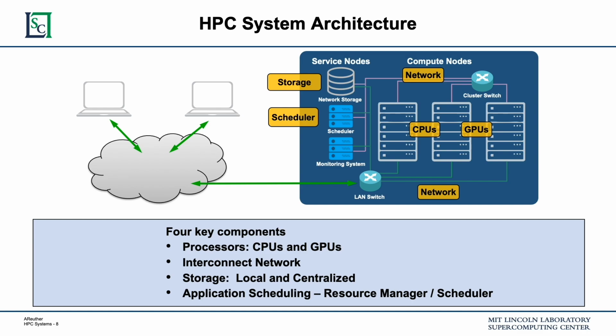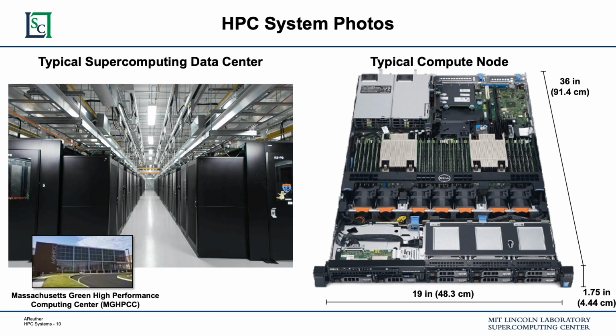Next, I will share with you a few photos from my HPC photo album to show you what these systems look like. The photos on the left are of the Massachusetts Green High Performance Computing Center in Holyoke, Massachusetts. You can see rows of cabinets that are all filled with these flat server-style computers depicted on the right. That photo on the right shows a server with its cover removed.